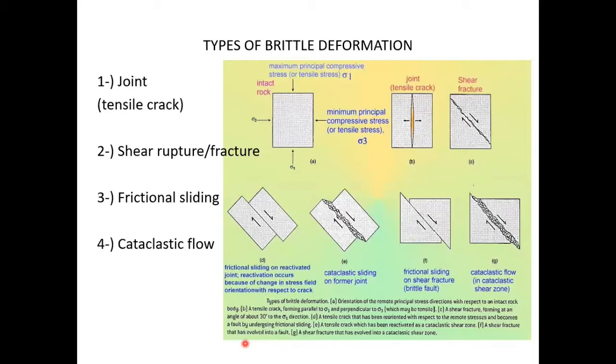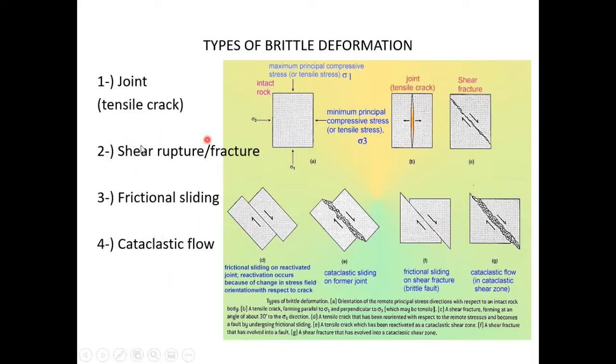Brittle deformation can produce different types of products. One of them is joint, or you can hear tensile crack. These two terms are interchangeable. Then there are shear fractures or shear ruptures, and frictional sliding and cataclastic flow. These four different types of structures are typical characteristic features of brittle deformation. And fault planes, faults are also included in this category.